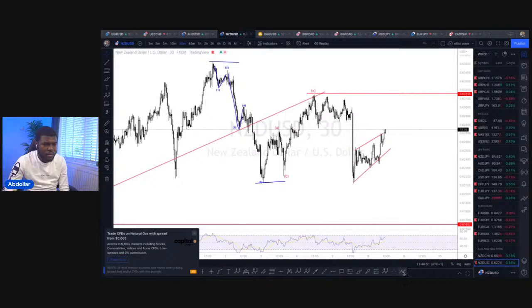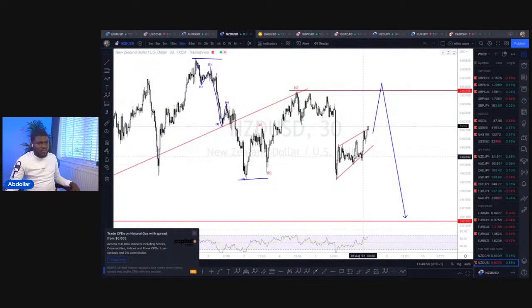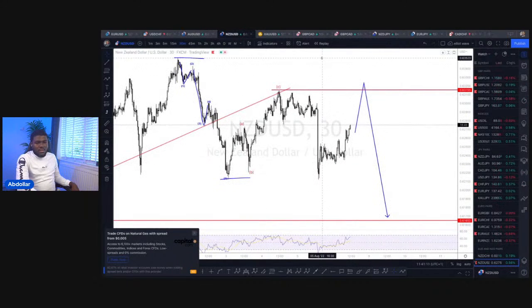So hopefully there's going to be an impulse move right there, before we now see the move to the downside. Though at first I thought this is wave 1, wave 2, wave 3, wave 4, and it's going to break downward, but no, I now see the clearer image of what is happening. Alright, that's New Zealand USD now, guys.